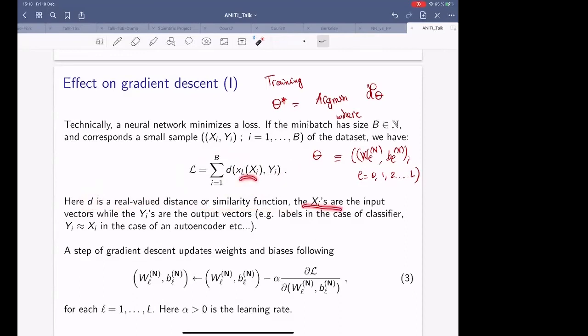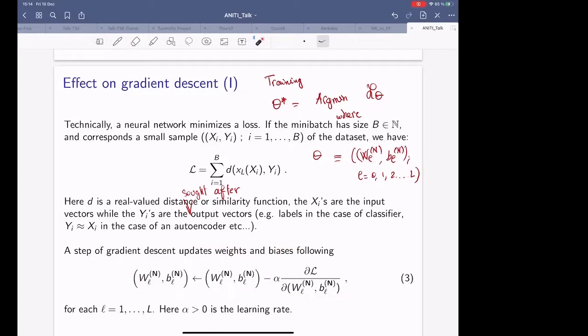The x_i's are the input vectors, and the y_i's are the sought-after output vectors. Okay, and you do your gradient descent happily, where alpha is a learning rate, and you're like, okay, so first things first.